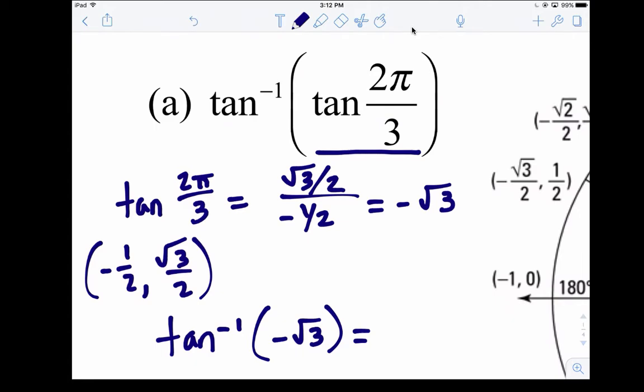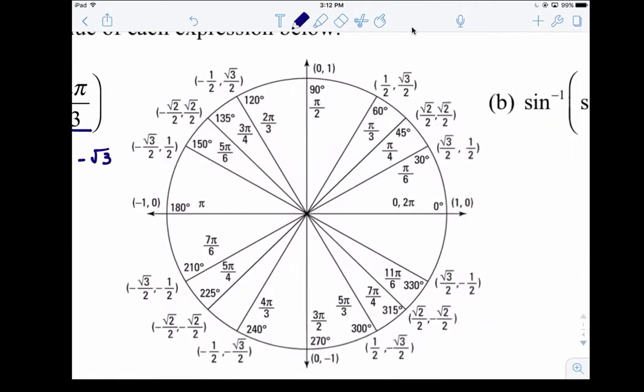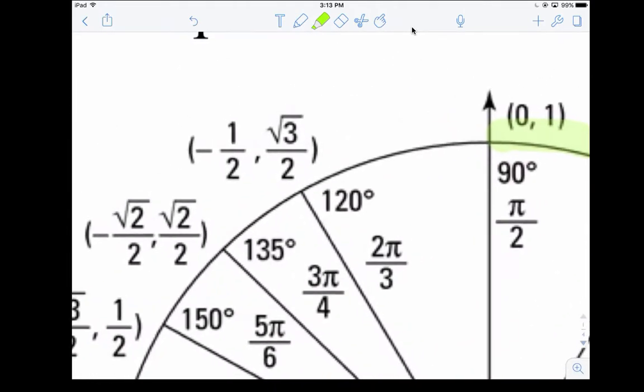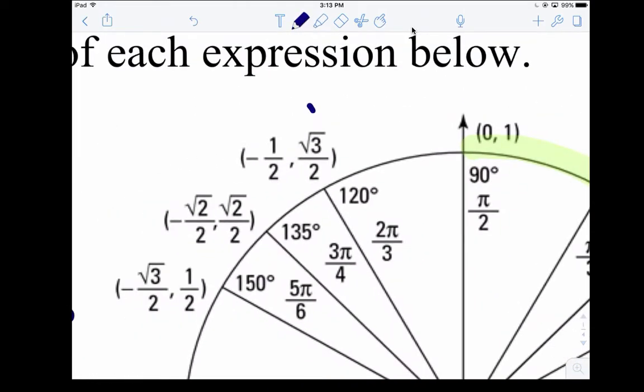Alright, now with inverse tan, if you look at your unit circle, inverse tan only covers the right side of the circle. So I want to see which of those angles is going to give me negative root 3. If I look back at 2 pi over 3, my y term was root 3 over 2 and my x term is negative 1/2. I still want that same formula, but I might be able to change it so the y term is negative and the x term is positive.